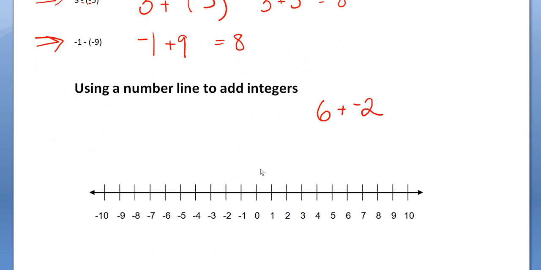When you are adding integers on a number line, always start at 0. I have a positive 6 here, so I'm going to move 6 in the positive direction. That's to the right. Then I'm going to add a negative 2. That means I'm going to move 2 from here in the negative direction, which leads me to my answer right here at 4.